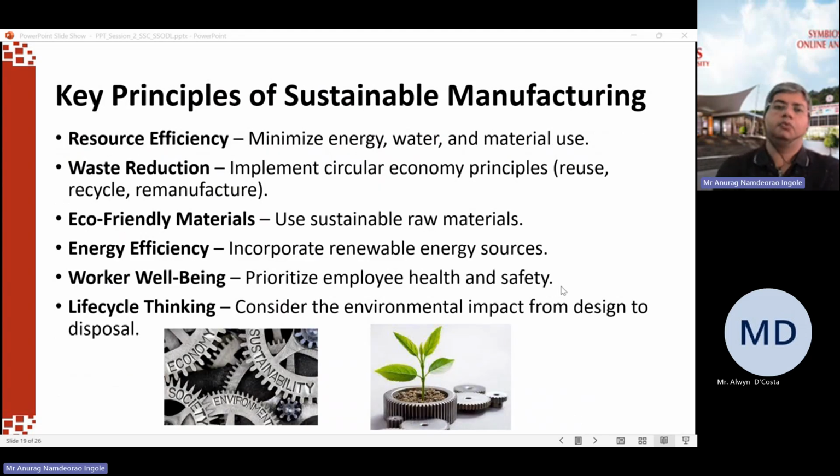Then what are the key principles of sustainable manufacturing? Resource efficiency: minimize energy, water, and material use, which we already discussed. Waste reduction: implement circular economy principles. Reuse, recycle, remanufacture is part of the circular economy principle, which is also under the umbrella of green manufacturing practices. Then eco-friendly materials, we spoke about using sustainable raw materials, etc. Energy efficiency we also discussed: incorporate renewable energy resources.